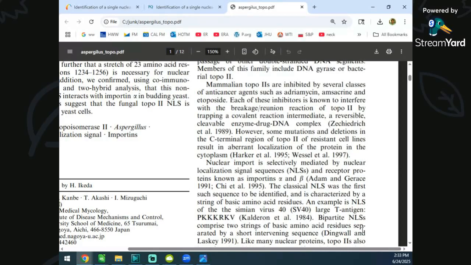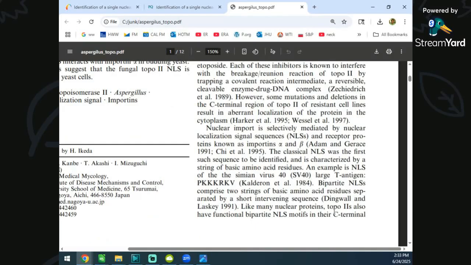Well done. Okay. Each of these inhibitors are known to interfere with the breakage or reunion reaction of topo-2 by trapping a covalent reaction intermediate, a reversible, cleavable enzyme-drug-DNA complex. However, some mutations and deletions in the C-terminal region of topo-2 in resistant cell lines result in aberrant localization of the protein in the cytoplasm. Nuclear import is selectively mediated by nuclear localization signal sequences and receptor proteins known as importins alpha and beta.